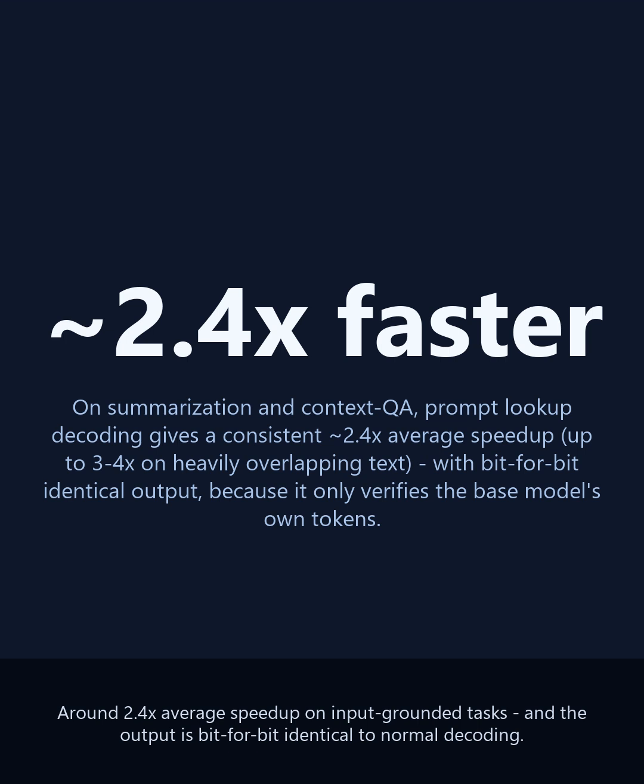Now the numbers. On input-grounded tasks like summarization and context question answering, prompt lookup decoding delivers a consistent speedup of around 2.4 times on average, and up to 3 to 4 times on heavily overlapping text. Because it only ever verifies the base model's own tokens, the output is bit for bit identical. You get the speed for free, with no quality cost.